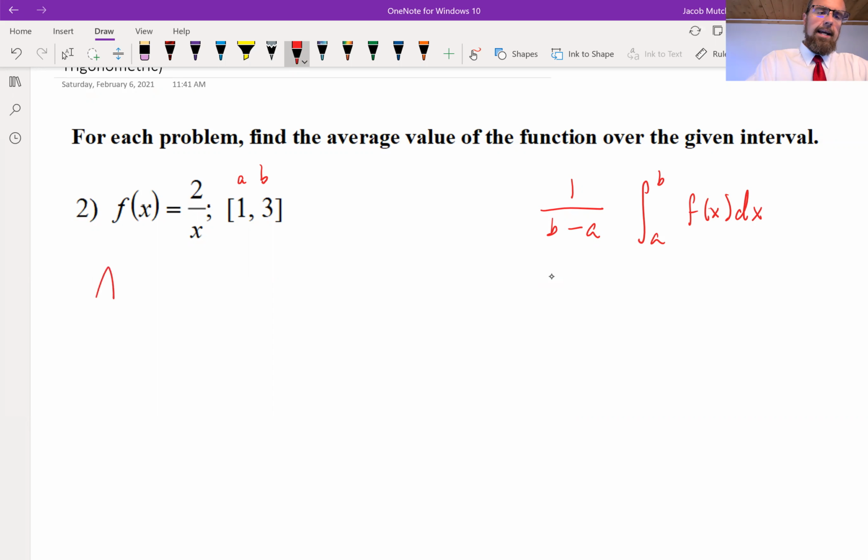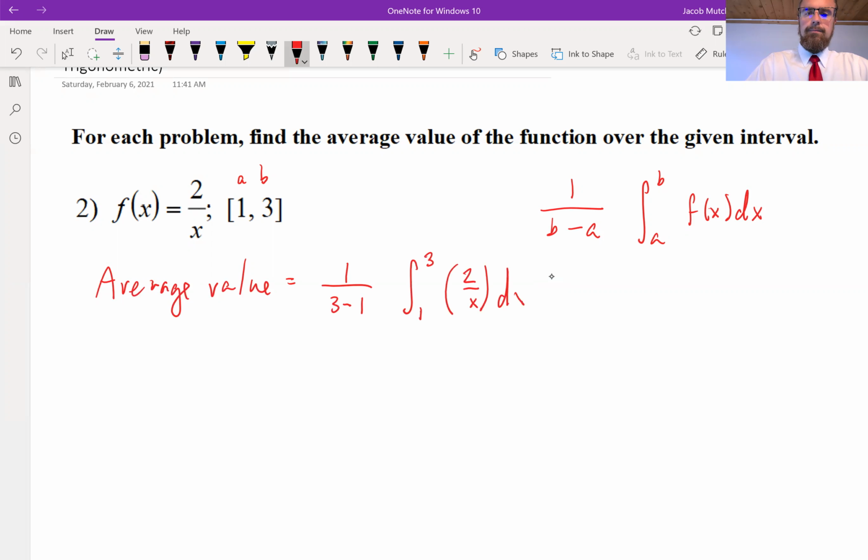So we'll set it up. The average value is going to be equal to the fraction 1 over 3 minus 1 times the integration from 1 to 3 of 2 over x dx. That's the setup. We're ready to integrate now.